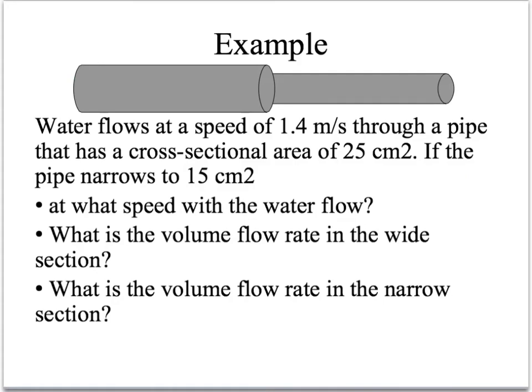Water flows at a speed of 1.4 meters per second through a pipe that has a cross-sectional area of 25 centimeters squared. If the pipe narrows to 15 centimeters squared, 1. What is the speed? At what speed will the water flow? 2. What is the volume flow rate in the wide section?